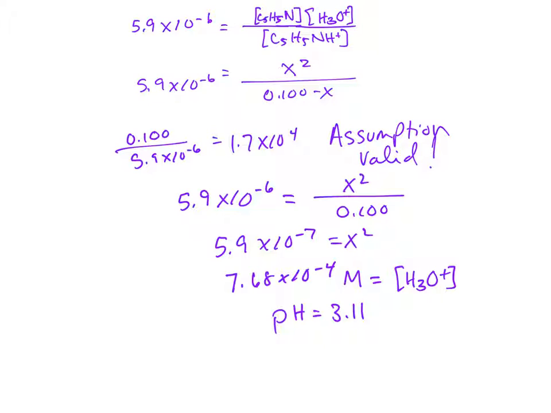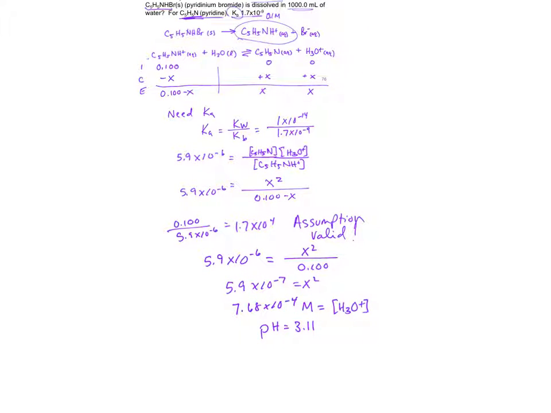So make sure you get an acidic answer here. A really common, easy mistake to make is using Ka or Kb when you should be using the other one.